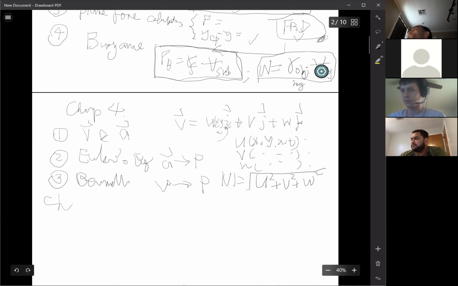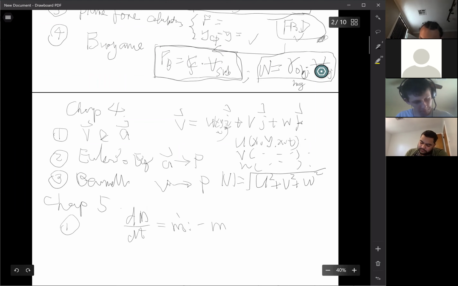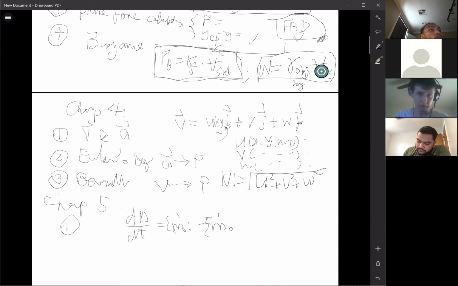Chapter 5. Conservation of mass equation, just one equation. Maybe you can put in the summation if you have multiple inlets and outlets. Chapter 5 is very easy to incorporate into any comprehensive problem. Basically, if it's a steady state problem, then the mass flow rate in equals the mass flow rate out.